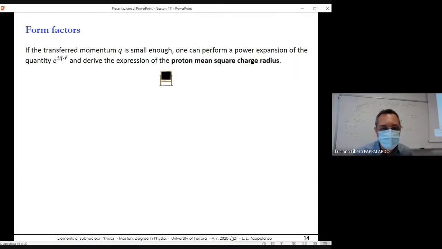Now, if the transfer momentum Q is small enough, because we are still in the regime of elastic scattering, one can perform a power expansion of this quantity and derive the so-called proton mean square charge radius. Let's do this, and then we'll make a break.